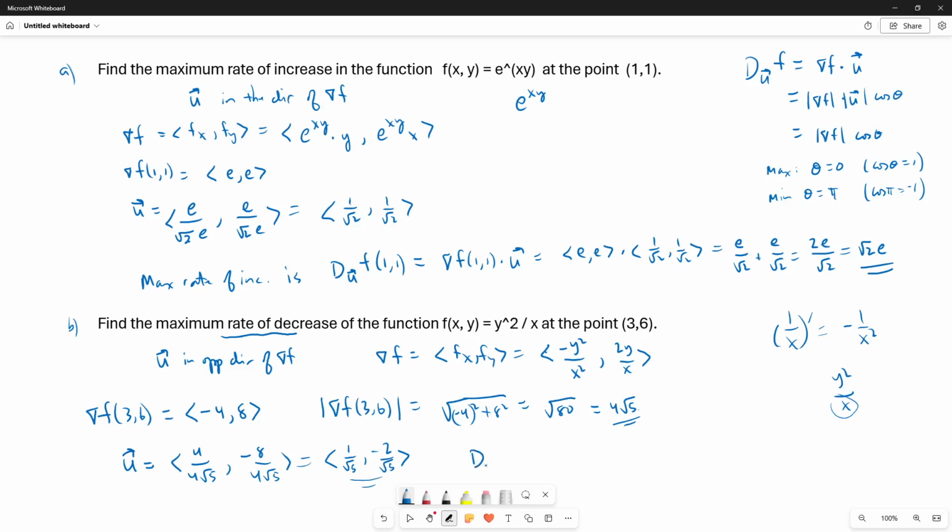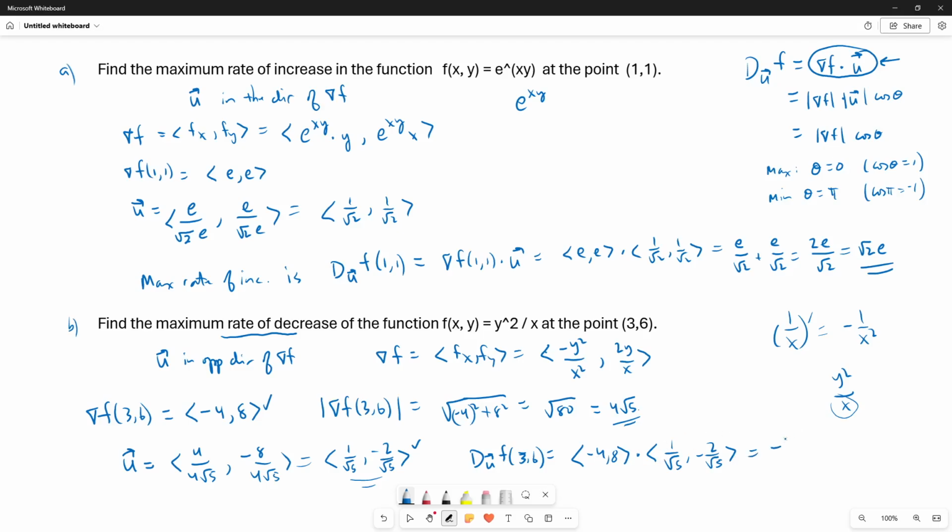And so the maximum rate of decrease is in this direction. So we want the directional derivative of our function at the point 3, 6, where our gradient is this vector and u is this vector. So we just have to dot them together because the directional derivative is the gradient dotted with the unit vector. So our gradient is negative 4, 8, and our unit vector is 1 over root 5, negative 2 over root 5.